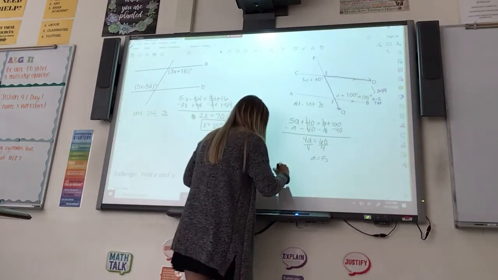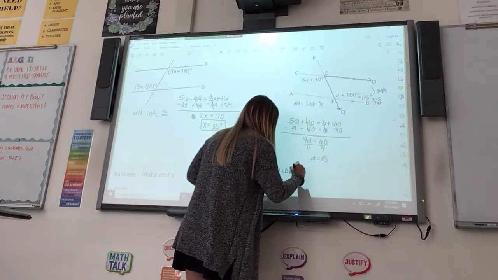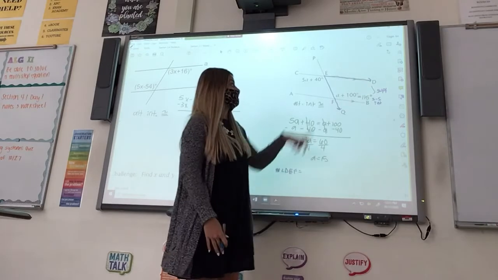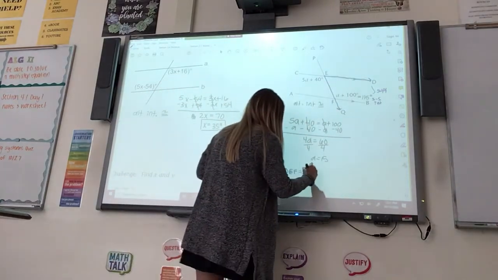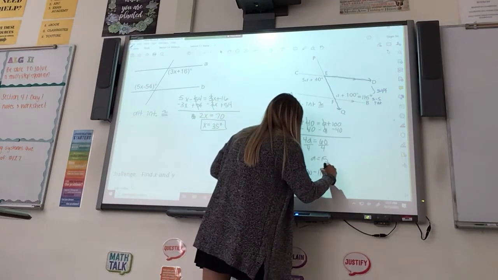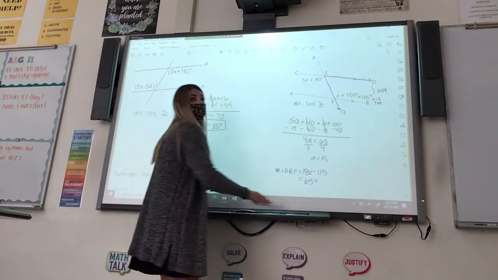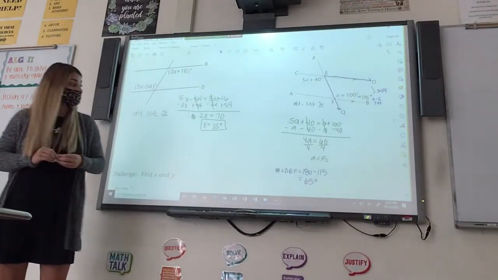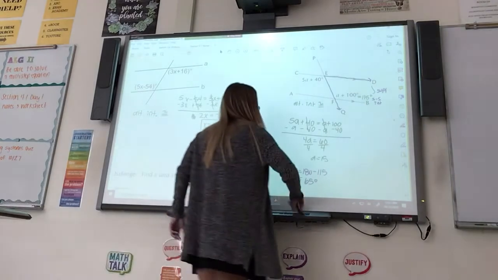So if I want to find the measure of angle DEF, how do I find it if this is 115, Riley? 180 minus 115. So I get 65 degrees. So is DEF 65? Yes. So DEF is 65.